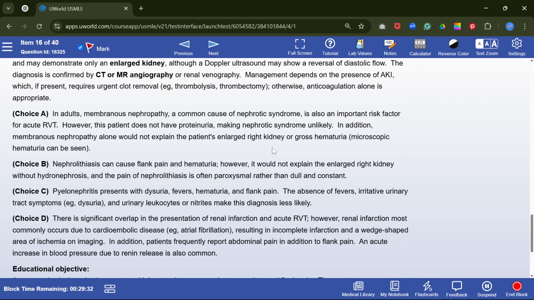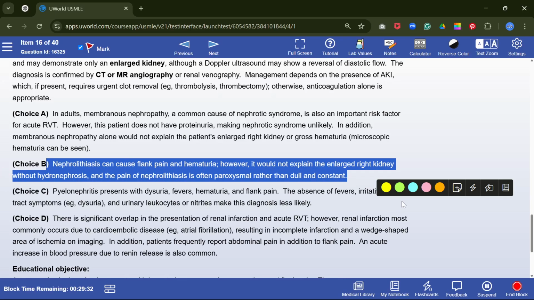In this patient, nephrolithiasis can cause flank pain and hematuria, however, it would not explain the enlarged kidney with hydronephrosis. The pain of nephrolithiasis is often paroxysmal rather than dull and constant pain.